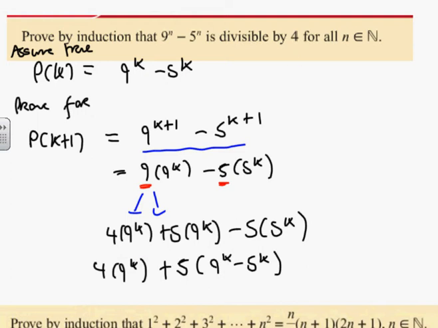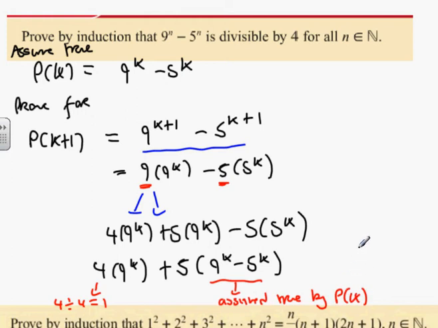Now, what's your reasons here? 4 divided by 4 equals 1. Yeah? And what about here? Assumed true by P of k.